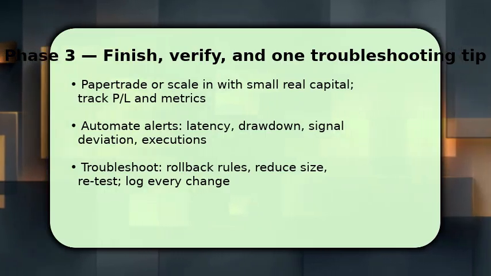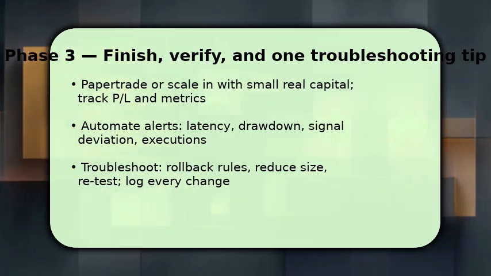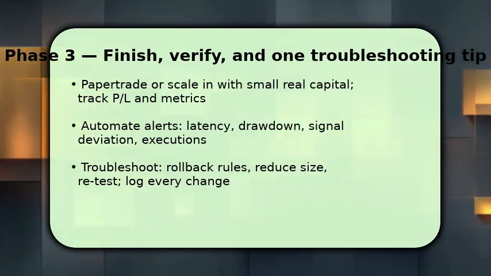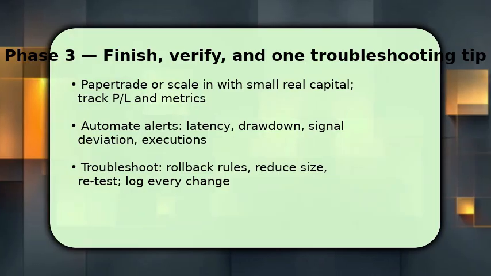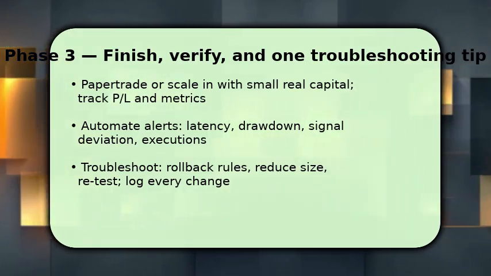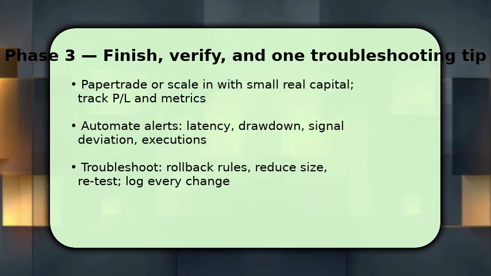If performance degrades, stop new risk, roll back to the last proven rule set, reduce size, and rerun tests. This is how you preserve capital. One key troubleshooting tip: if unclear, pause trading, review logs, and only resume after a documented fix.